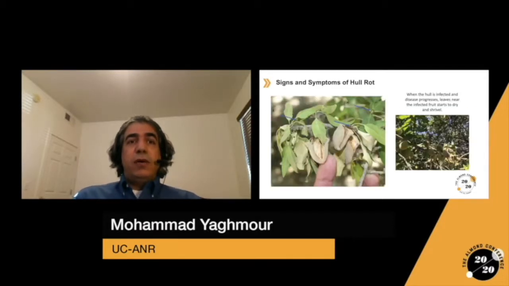Hull rot is the disease when the hulls of the almond get infected with the pathogens, mainly Rhizopus and Aspergillus, and the third one is Monilinia. When the hull gets infected, the disease progresses, and the leaves, as you can see here on the left side of the picture, start to dry and shrivel. Those are the symptoms of hull rot.